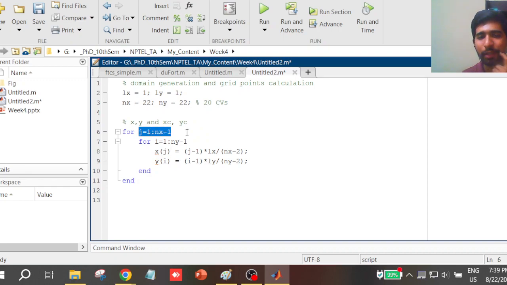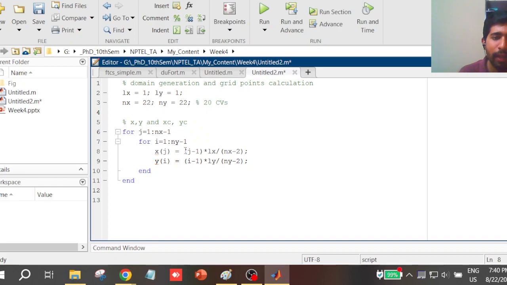Because in MATLAB j is taken as the column and usually i is taken as row. If I write t of i comma j, i will be row and j will be column. So column corresponds to x direction and row corresponds to y direction, right? So that is why I have written i as 1 to ny minus 1 and j as 1 to nx minus 1. Okay, so then I write x as an array of j, because x is in x direction and j is in x direction, so x of j. Okay, so this is how I have written.